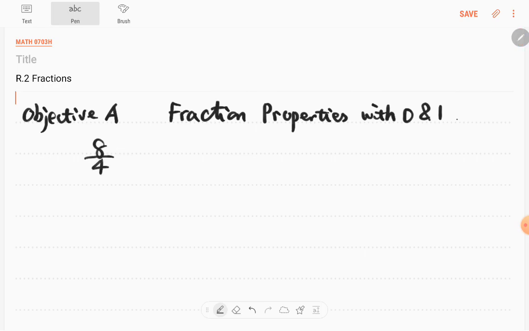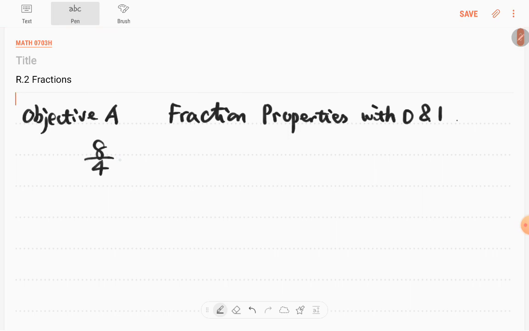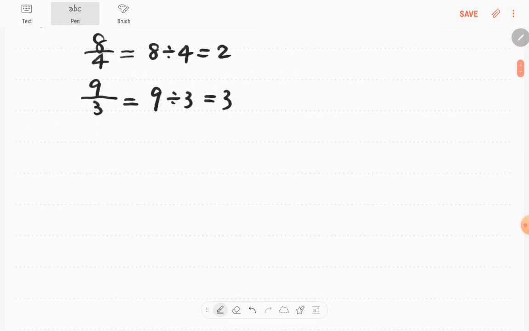this property of fractions. We know the fraction bar is the same as the division sign. So we can write 8 over 4 equals 8 divided by 4, equal to 2. Similarly, if we have 9 over 3, we can treat it as 9 divided by 3, which is equal to 3. So this is just a quick review of this property. Now let's check the properties with 0 and 1.